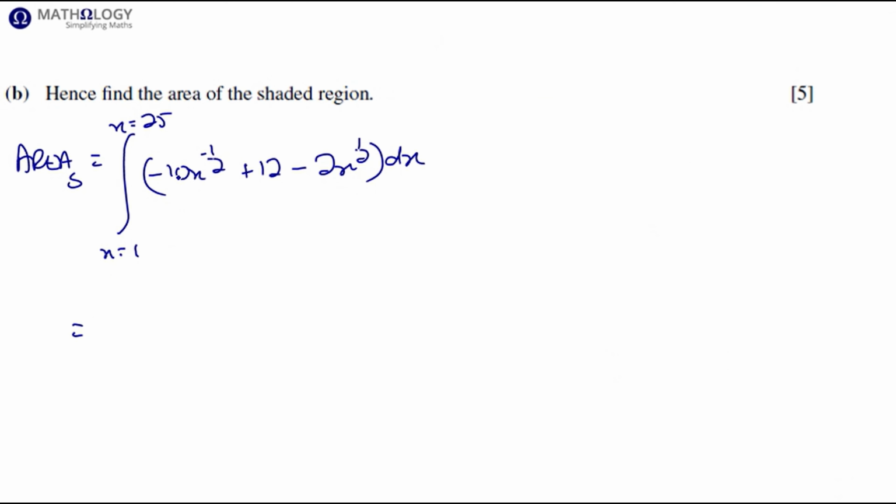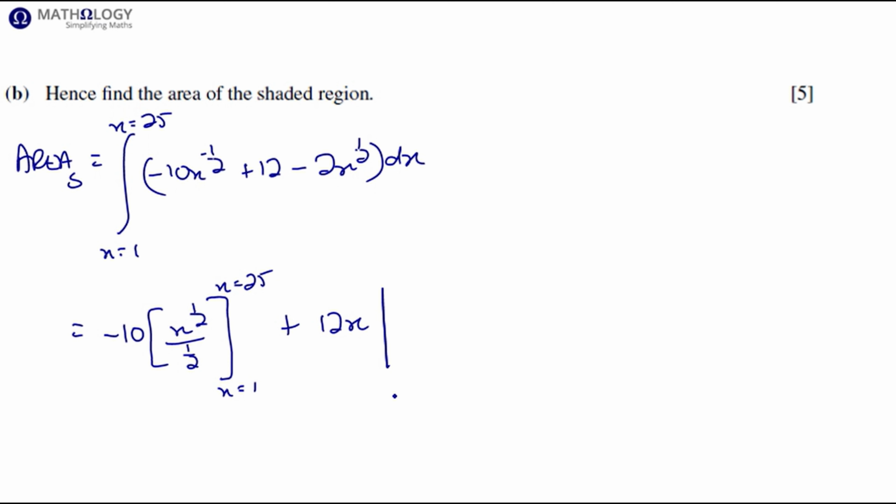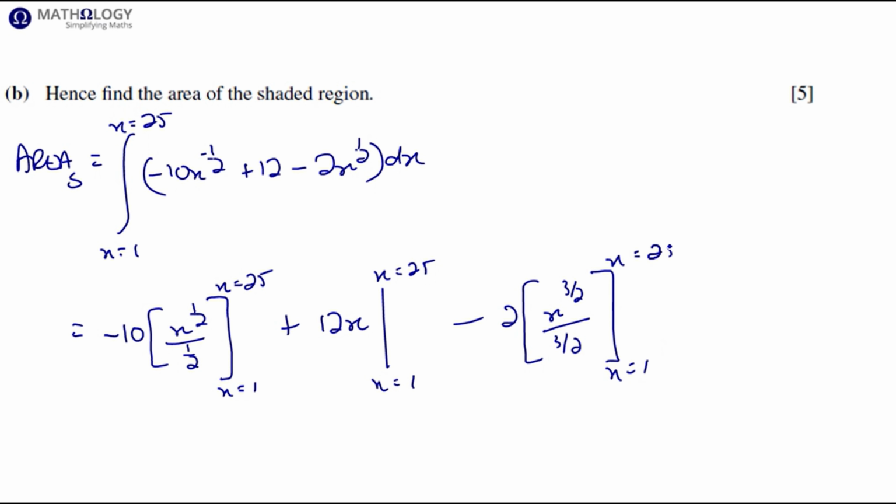So that equals, we're integrating, 10 is a constant, so it's going to be minus 10 times, integrating x to the minus half, we add 1 to minus a half gives us a half, so it's going to be x to the half divided by a half, and then this is evaluated between x equals 1 and x equals 25, plus 12 times, there is no x here, it's x to the power of 0, so we add 1 and we'll have an x divided by 1, and that's evaluated between x equals 1 and x equals 25, minus 2 times x to the half, we add 1, so we have x to the 3 over 2, and we divide it by 3 over 2, and that's evaluated between x equals 1 and x equals 25.